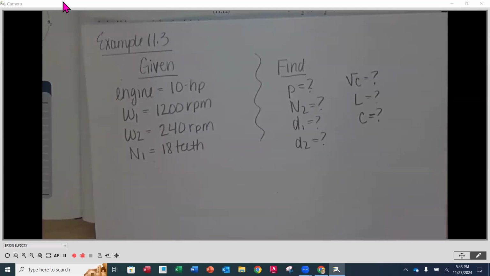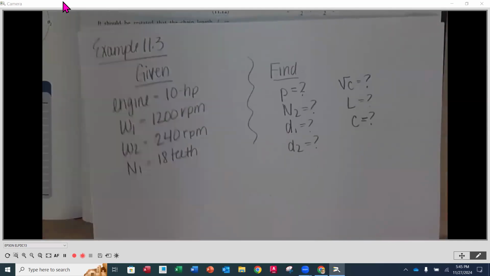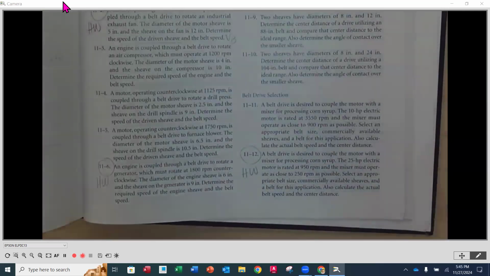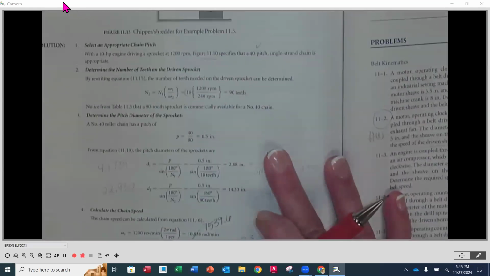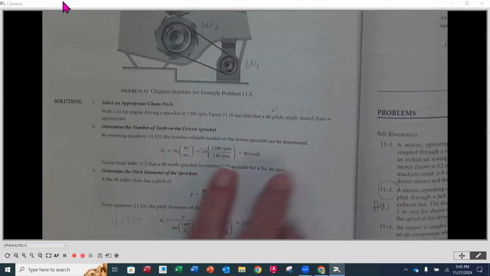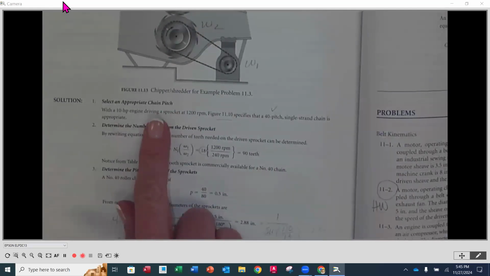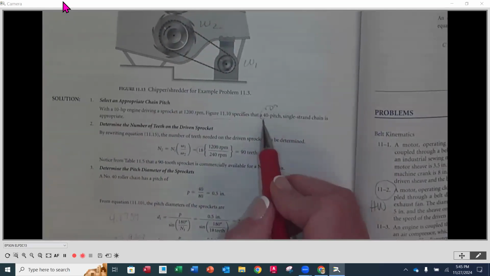So I have a little bit of work to do here. And actually, it's really nice because besides the angle of wrap, we really are going to be using almost all the equations that we looked at on our equation sheet. So we'll follow this example along because their process is good. Where they started was they wanted to select the appropriate chain pitch, and they selected 40 pitch, but let's make sure that we understand why they came up with 40.